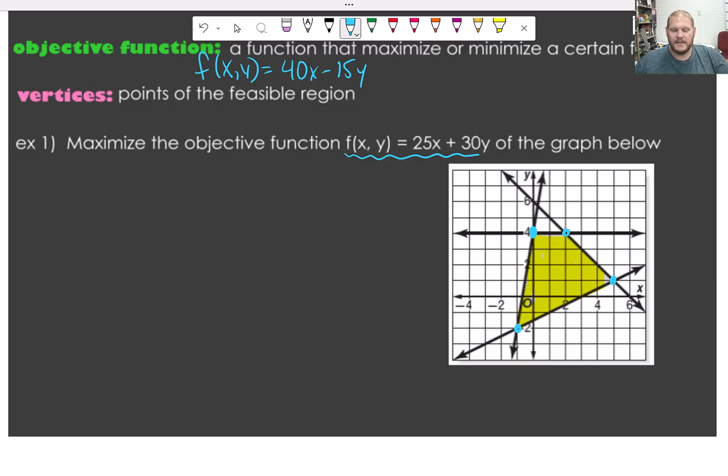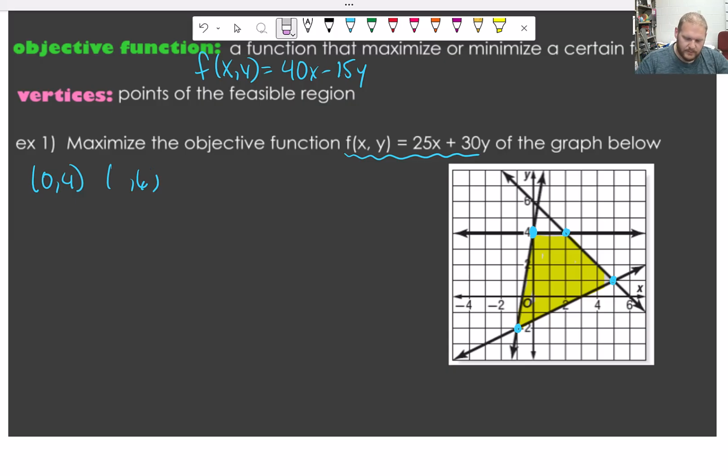Okay, now, in example number one, we're trying to maximize this function. So we're going to plug in our different coordinates to that equation to find what their individual values are. So our four points that we're going to be measuring are 0, 4. That's our top middle corner. We've got 2, 6. 2 comma 6.